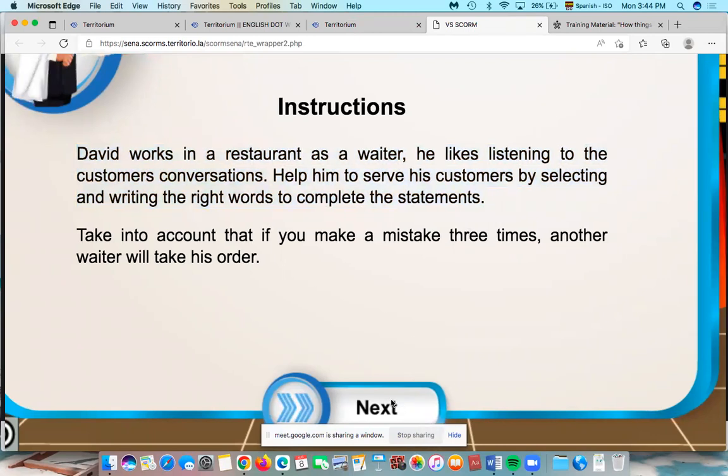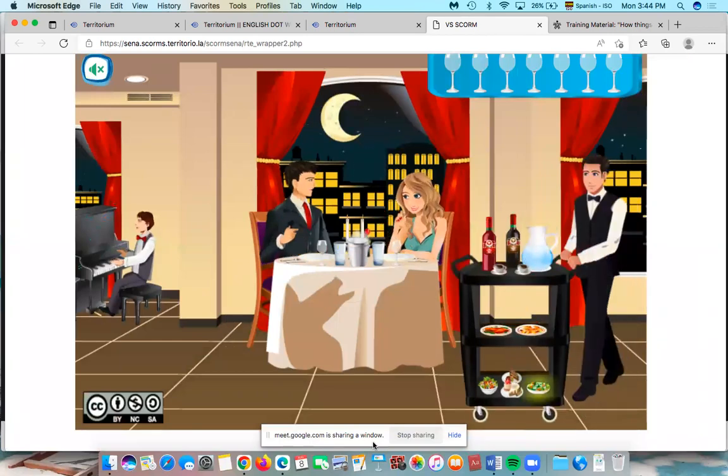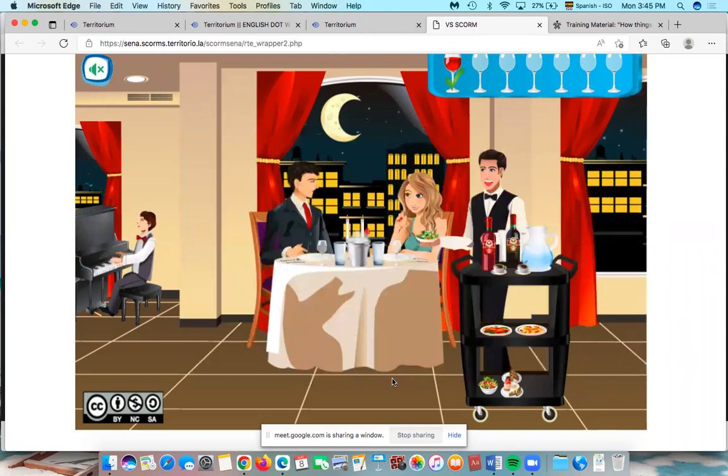Yes. Okay, so it's a waiter that listens to the conversations of his guests, right? And he's paying attention, and when you click on the highlighted expression, you have to complete it with the word that you think is the correct one, right? You will have to type it, yes? So look at the answer: she was at school. So what are the words to complete this sentence? This question: what was she doing? Exactly, what was she doing? At this time yesterday, she was at school. Yeah, and you double check here, or you verify, yes? And that's correct.